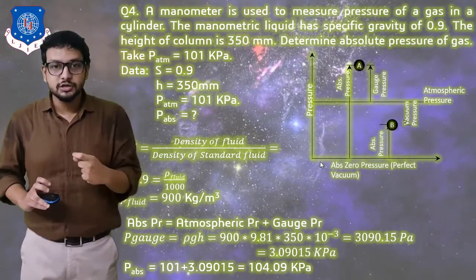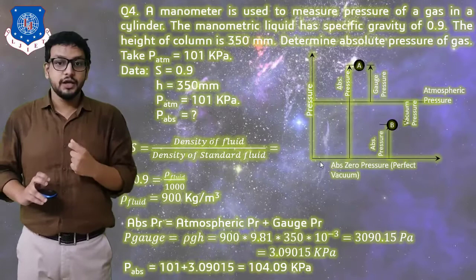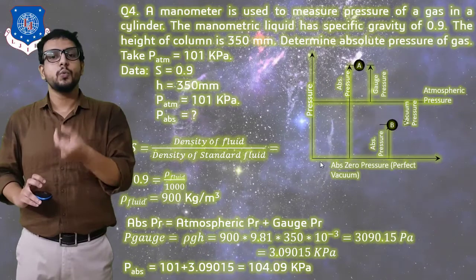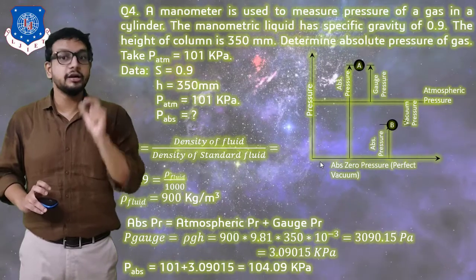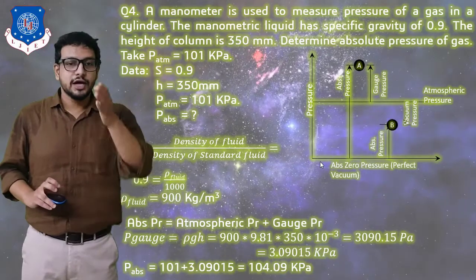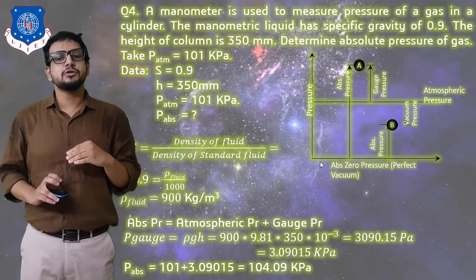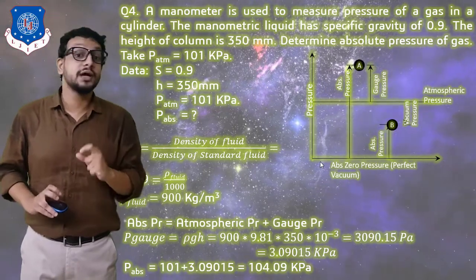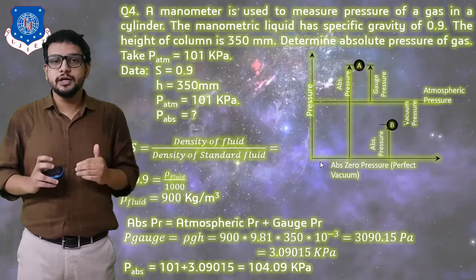So the gauge pressure is 3090.15 pascal. Converting that pressure into kilopascal, we get 3.09015 kilopascal. This is our gauge pressure answer. Now we need to find the absolute pressure. The formula is atmospheric pressure plus gauge pressure, so I have written 101, our atmospheric pressure, plus 3.09015, our gauge pressure. The total pressure at our point A is 104.09 kilopascal.